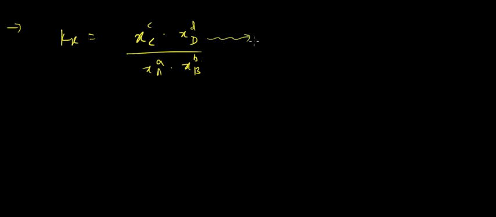Kx. So Kx is the mole fraction of C raised to the power C, mole fraction of D raised to the power of the stoichiometric coefficient of D, and similarly for A and B we write the same. Here, x_D, let's suppose, is the mole fraction of D in the reaction mixture containing all four gases.